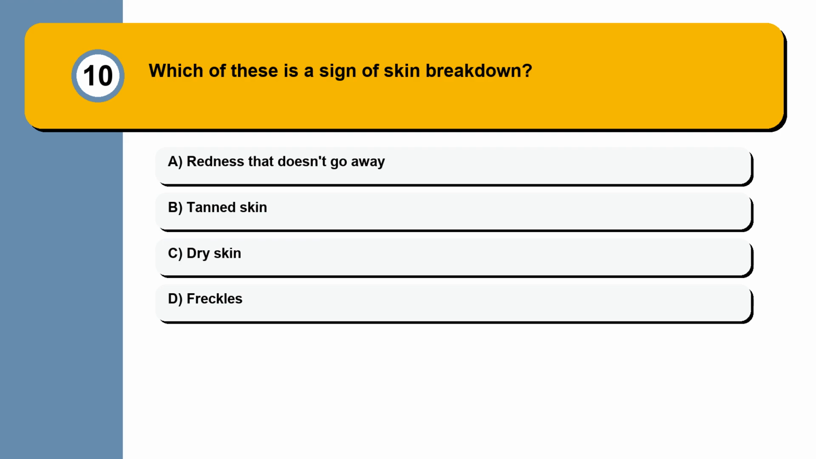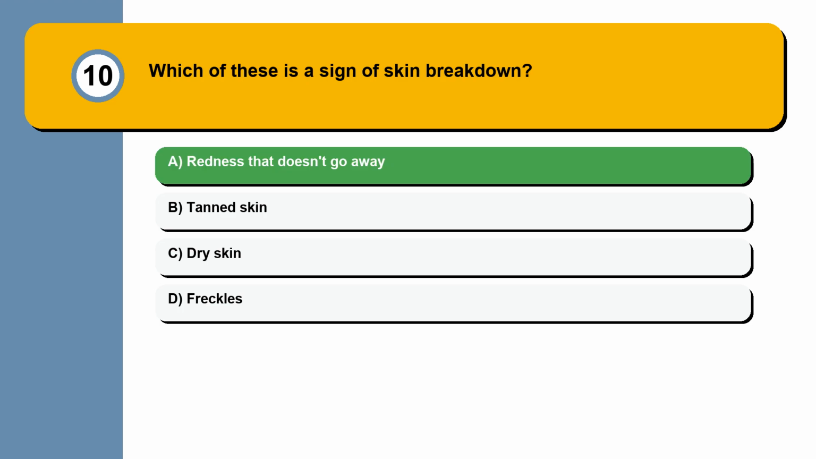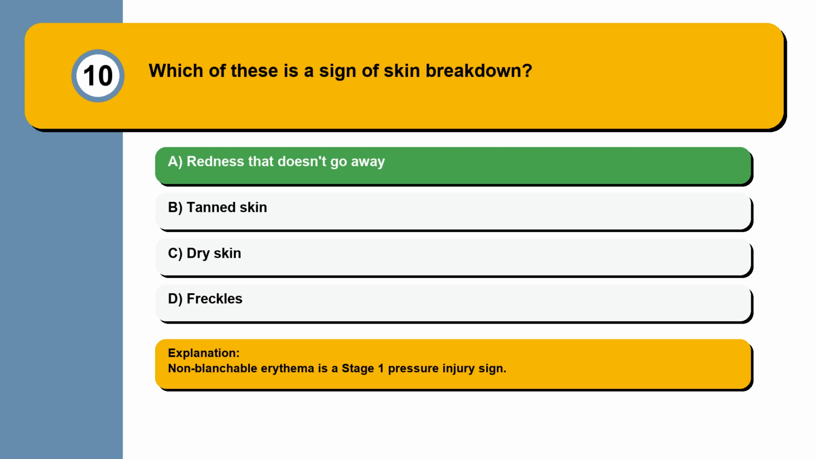Question 10. Which of these is a sign of skin breakdown? Redness that doesn't go away. Tan skin. Dry skin. Freckles. Non-blanchable erythema is a stage 1 pressure injury sign.